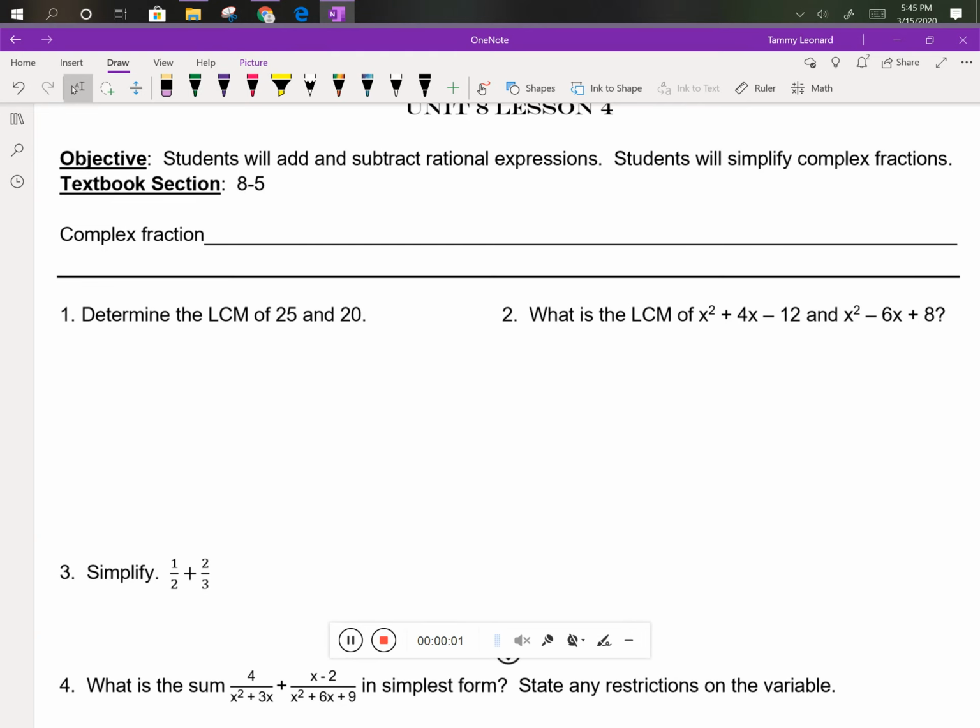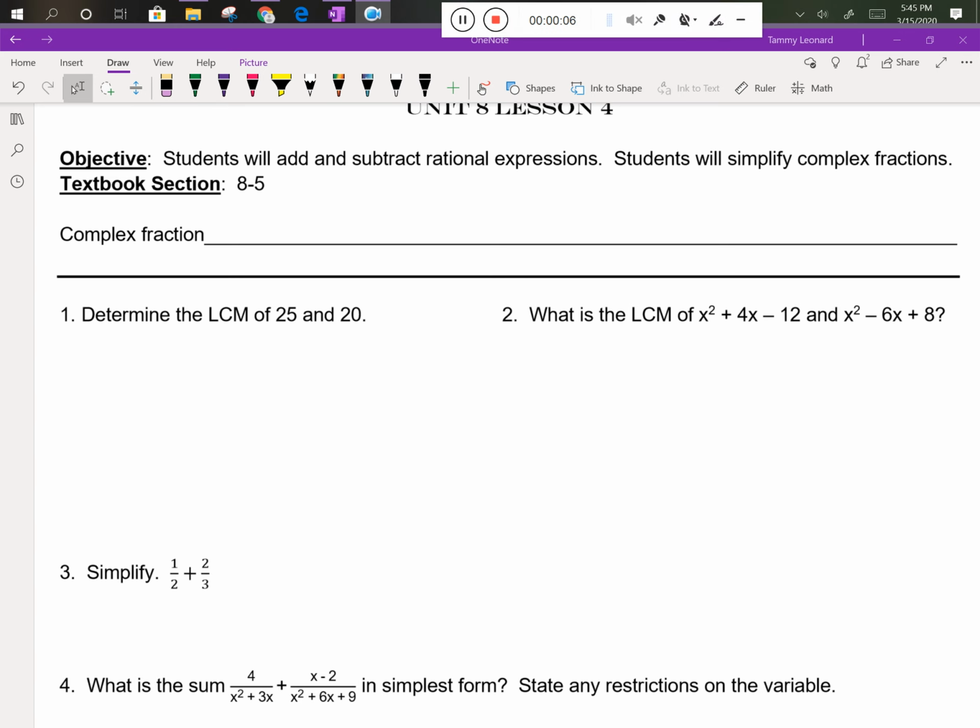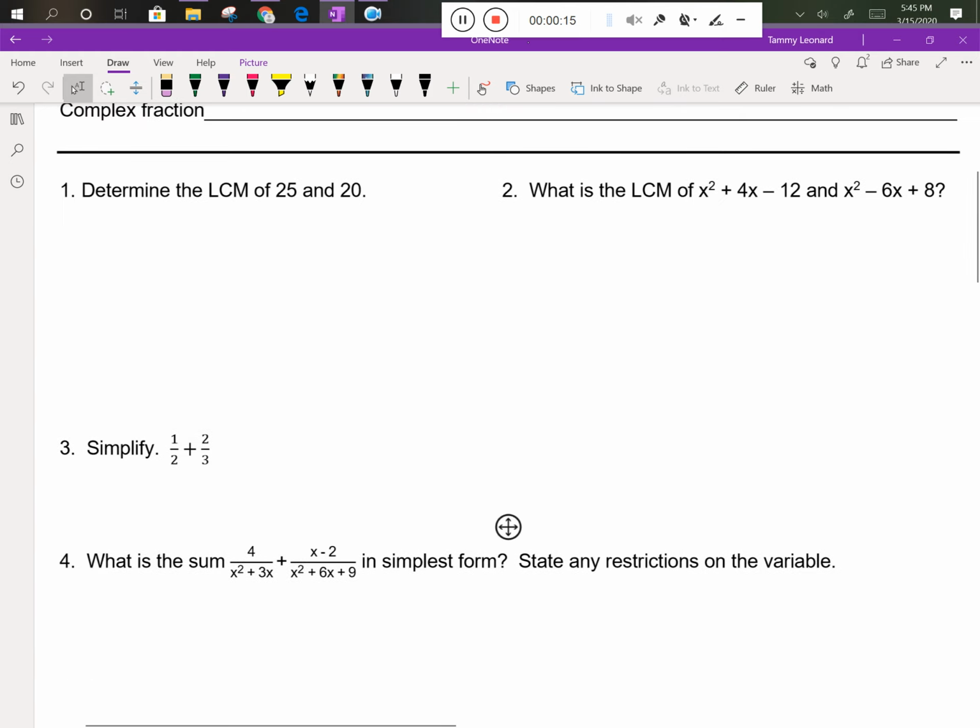Today we're going to add and subtract rational expressions, and then we're going to simplify some complex fractions at the end. I'll wait and come back and define complex fraction when we get there. Hopefully I won't forget like I usually do in class. Let's jump into some problems.